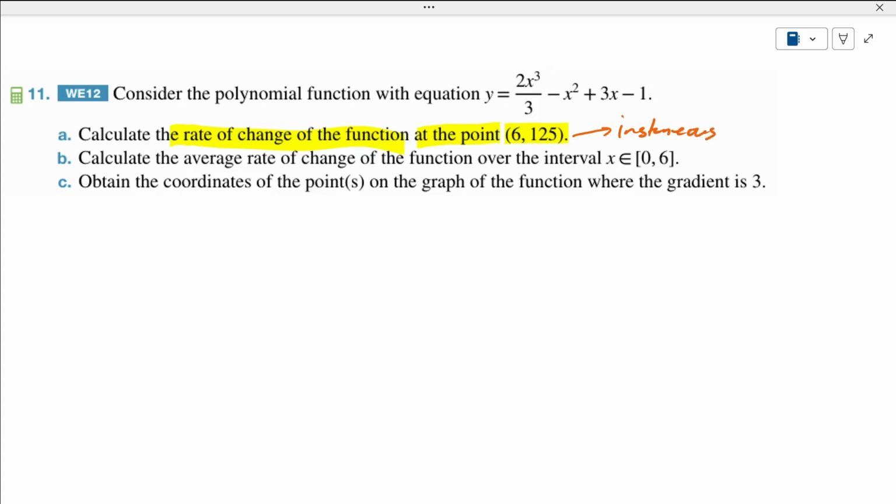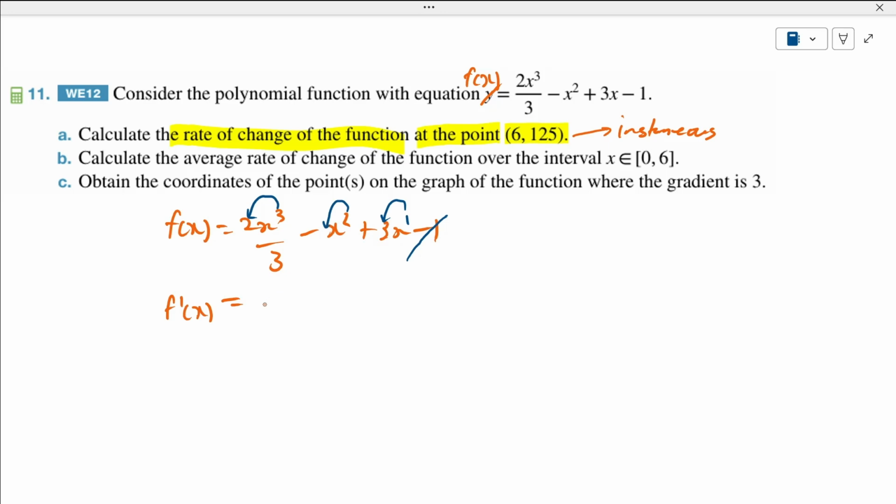So what we're going to need to do obviously is calculate the gradient function of this. For ease, I'm just going to name this f of x. It's basically the same thing. Okay, so now let's multiply those powers by the coefficient. So 3 times 2 is 6.